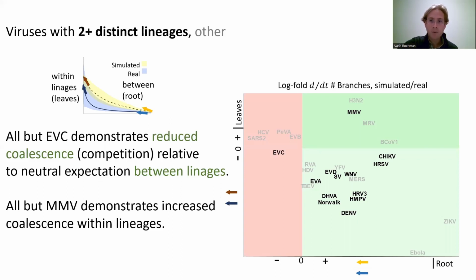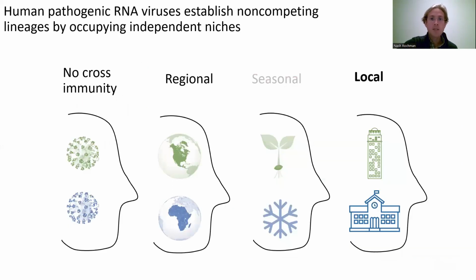All but one virus with two or more lineages identified displayed reduced lineage turnover relative to neutral expectation, indicating these lineages represent distinct ecological niches which do not compete over a shared population of susceptible hosts. These niches may be maintained by any independent opportunity for infection. This could be due to cross-immunity, regionality, or seasonality. Local niches are also possible when individual outbreaks are contained within smaller groups, for example schools or office buildings.